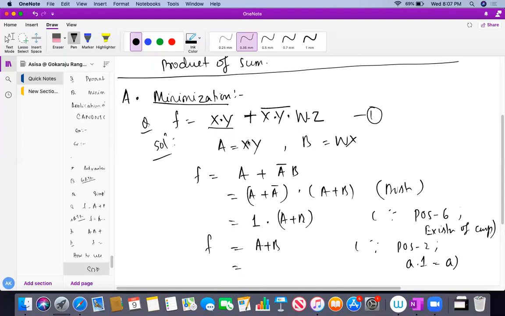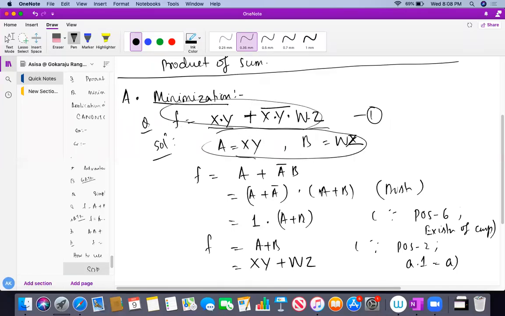Now I have to put those values over here. What is the value of A? The value is XY or WZ. So this is WZ, students. Okay, do you all understand? So it's very tough to minimize directly. So you can assume like this, then you will be able to solve it.